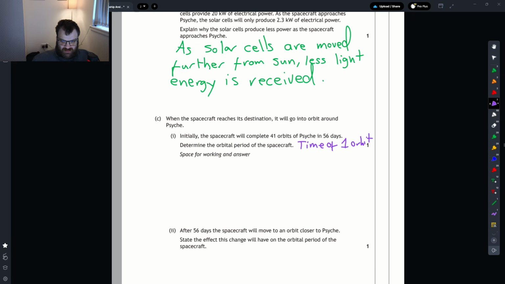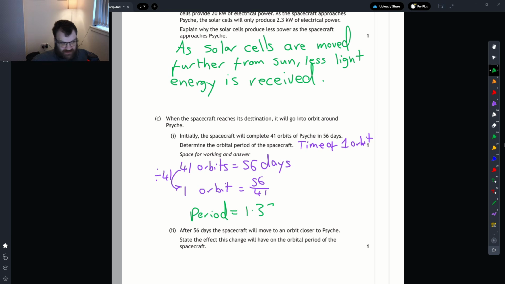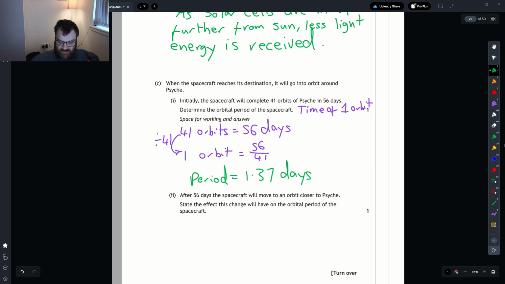It's the time of one orbit. There are 41 orbits in 56 days. So for 1 orbit we are dividing by 41. So 56 over 41. 1.37 days for every orbit.